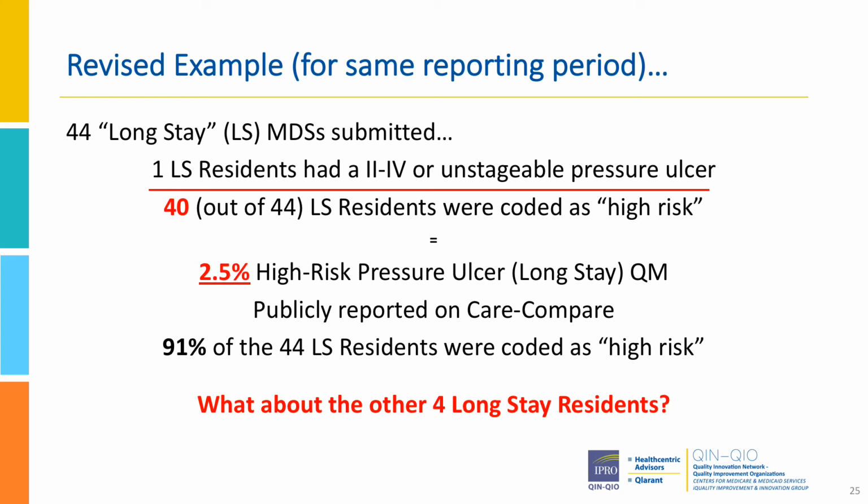But now, because of a focused effort to accurately capture and honestly code the ADL self-performance coding for bed mobility and transfer, the denominator is now 40 residents found to be at risk. That calculates to a 2.5% high-risk pressure ulcer quality measure with 91% of the long stay population captured as high risk. Compare that to the publicly reported quality measure of 7.1%.